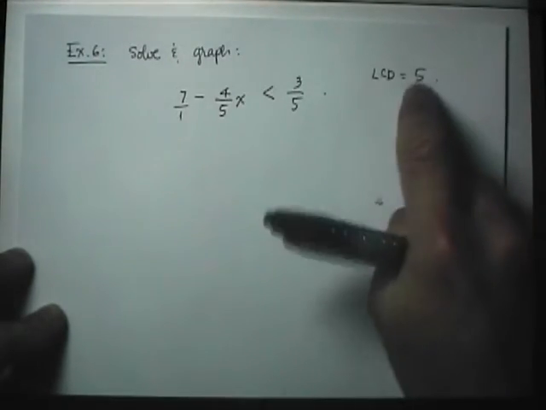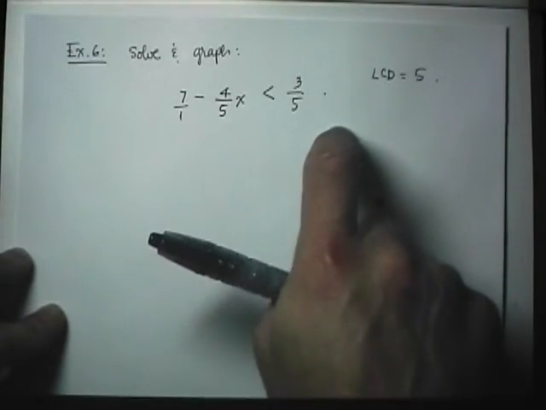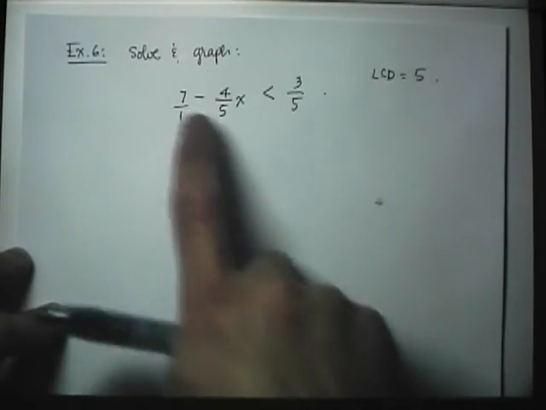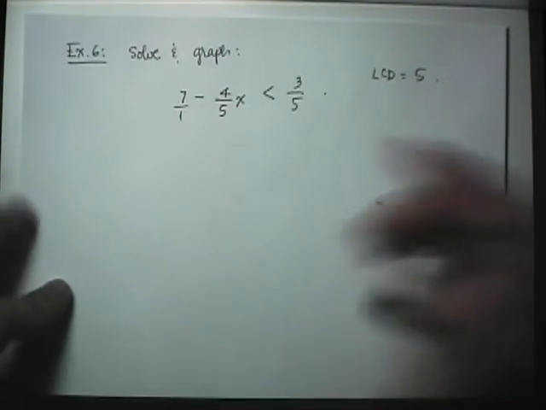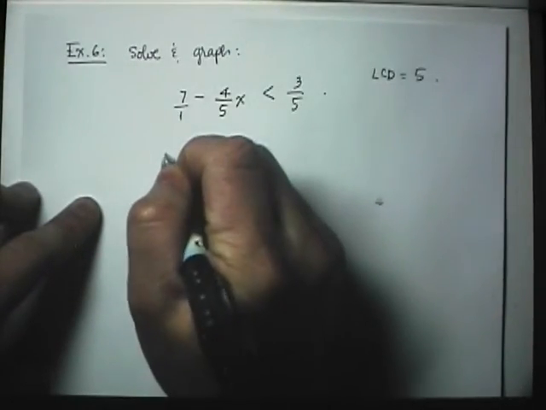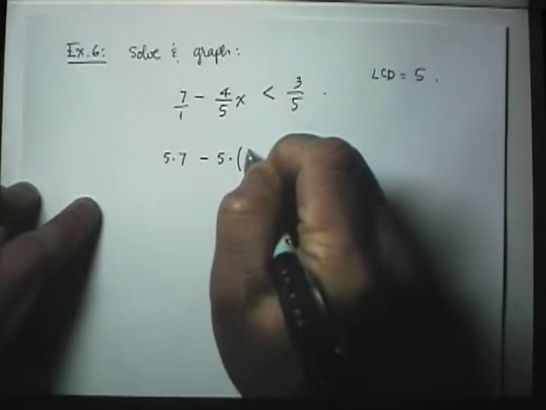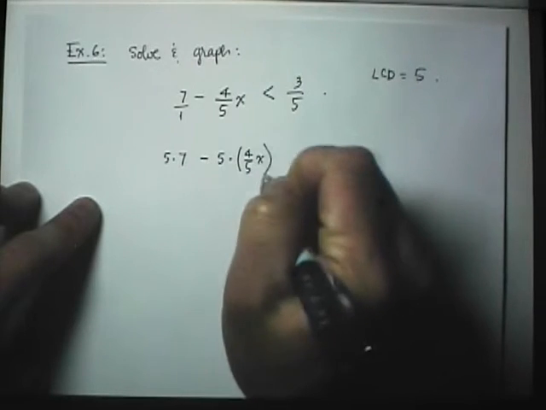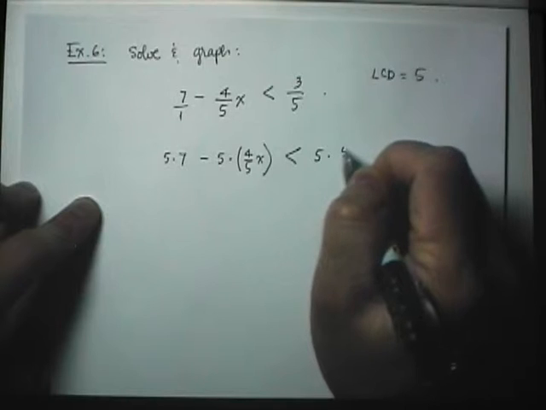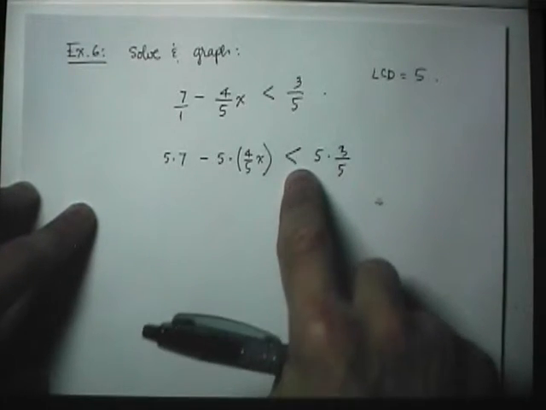Now once I've found the LCD, I'm going to multiply the LCD throughout all the terms on the two sides of the inequality. So first of all, I have 5 times 7, and then minus 5 times 4 over 5x, and on the other side, less than 5 times 3/5. Now, did I change my inequality?